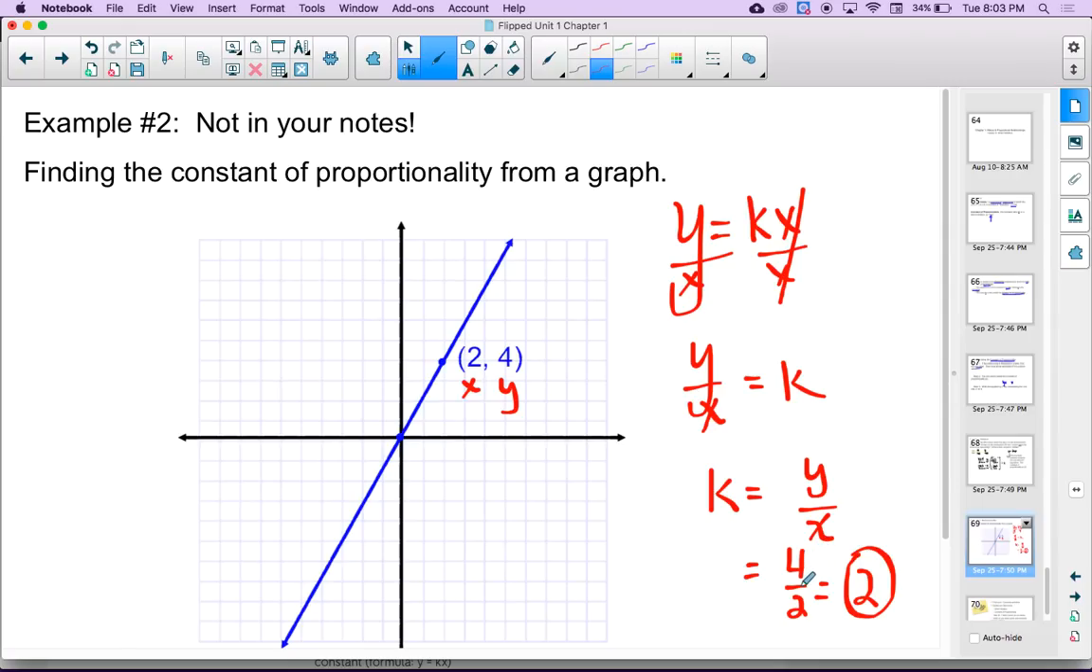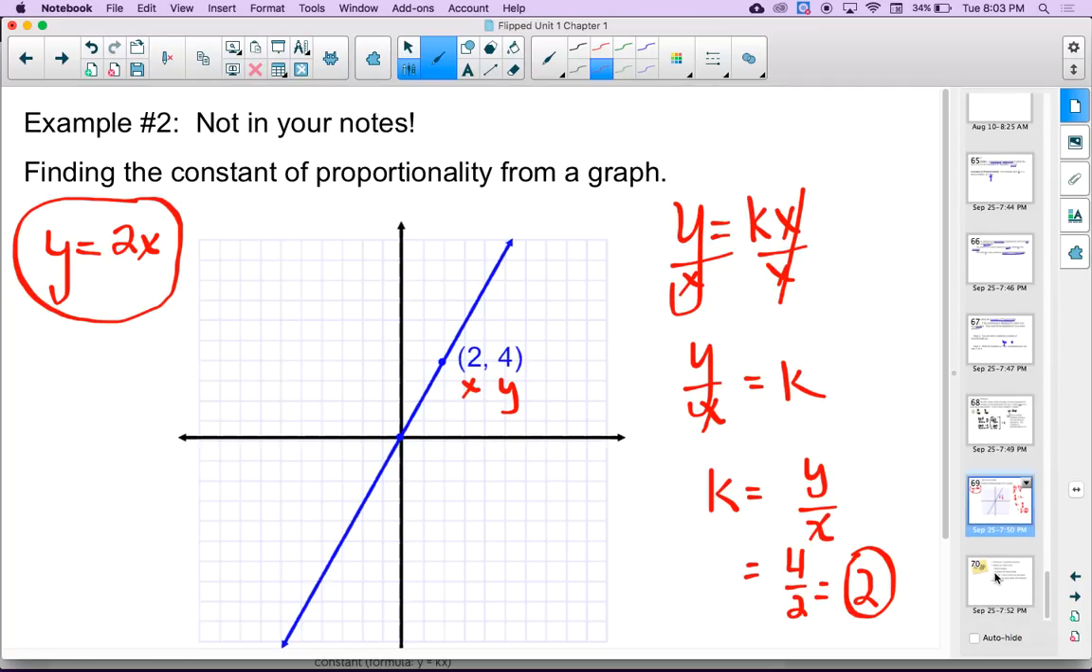So if we wanted to write our direct variation equation, remember, instead of writing y equals kx, we'll put our 2 in for k, and our equation is y equals 2x. Okay, rewatch this video again if you need to. There's some heavy vocab in here, but it's nothing that you cannot handle. It's just a different way to kind of express some of the things we've talked about before.